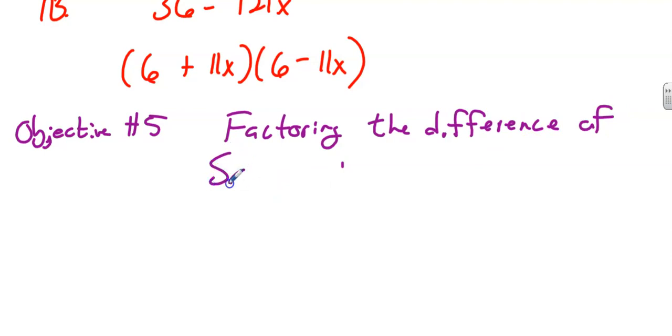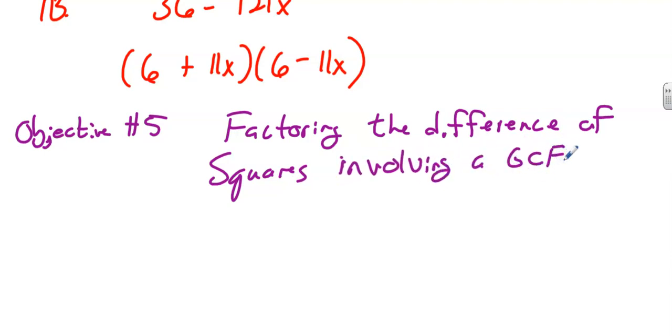Or they're going to tell you the fact of the difference of squares, involving the greatest common factor. So they're telling you, all right, it's two things. We are going to have a difference of squares, but you're also going to have to do the greatest common factor first before you can get there.